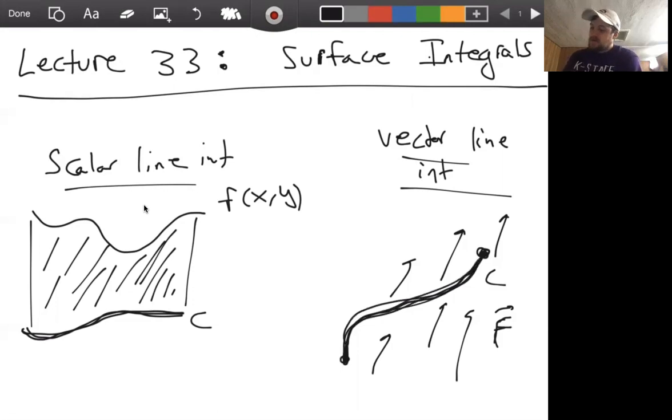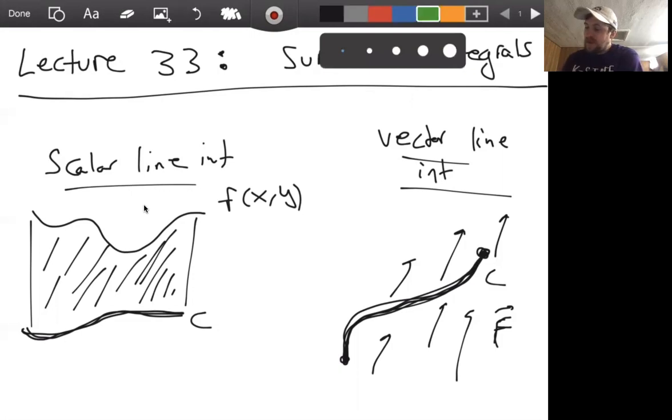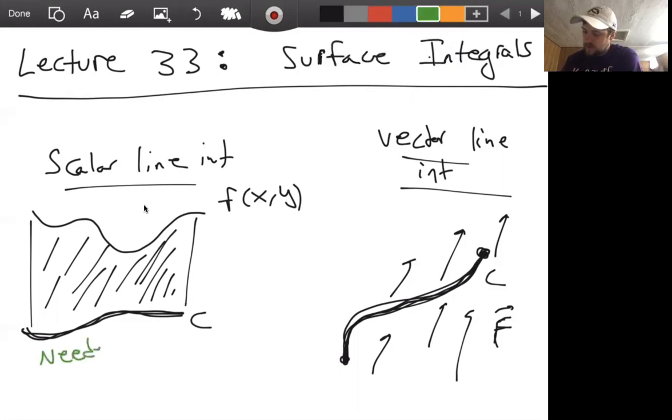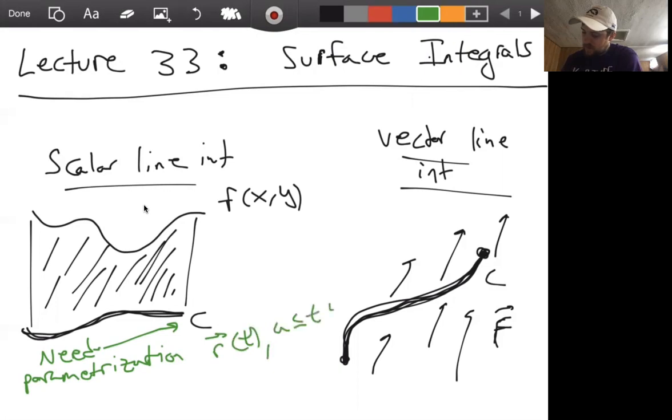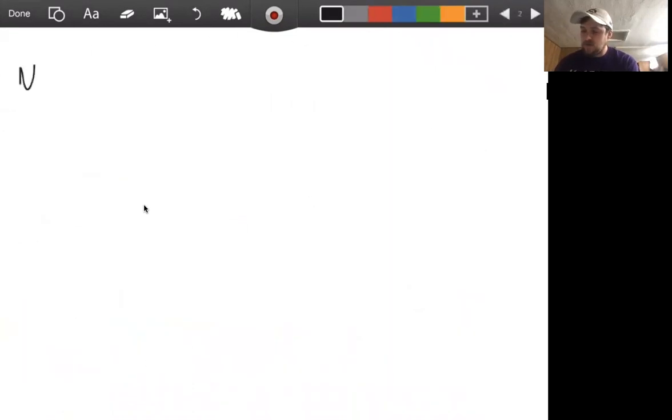And to do this, what did we need, right? When we were looking at line integrals, we need a parameterization, say r of t for t between a and b, of C, right? We would represent this curve C using a parameterization.